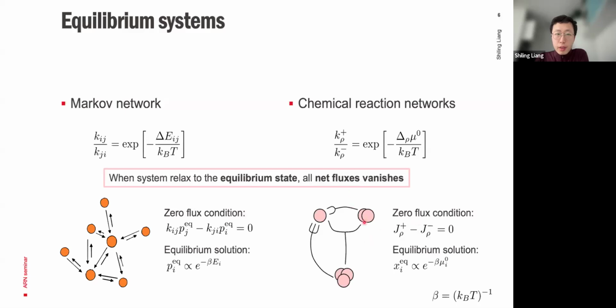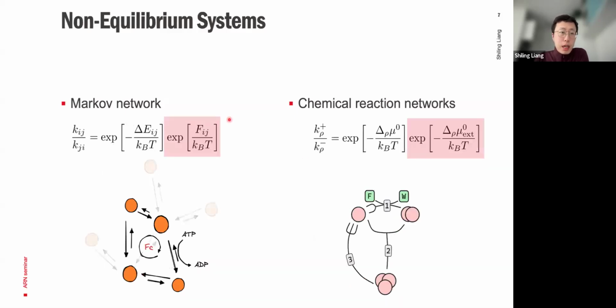And for chemical reaction systems, we have the same thing, and the final equilibrium state, the concentrations of the species, will be determined by the chemical potential of the species. But when we drive a system out of equilibrium, for example, we can have some exchange of matter with the environment. Like here, we have some reaction that can be coupled to ATP hydrolysis.